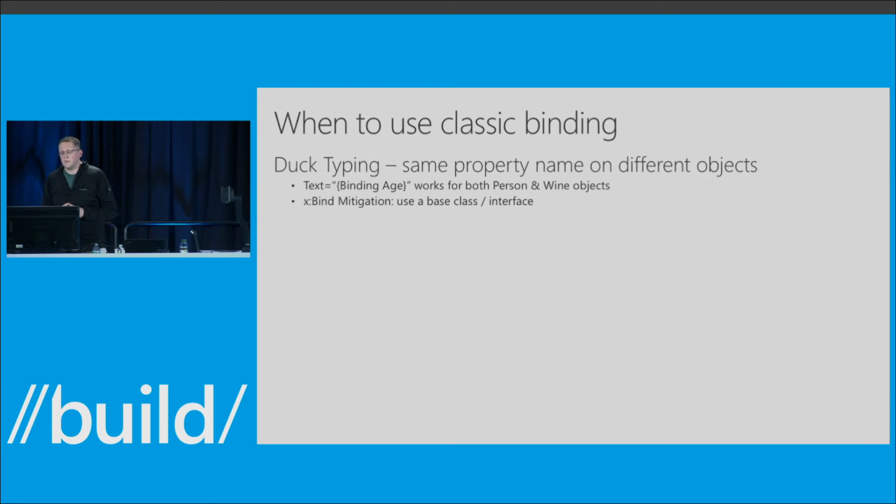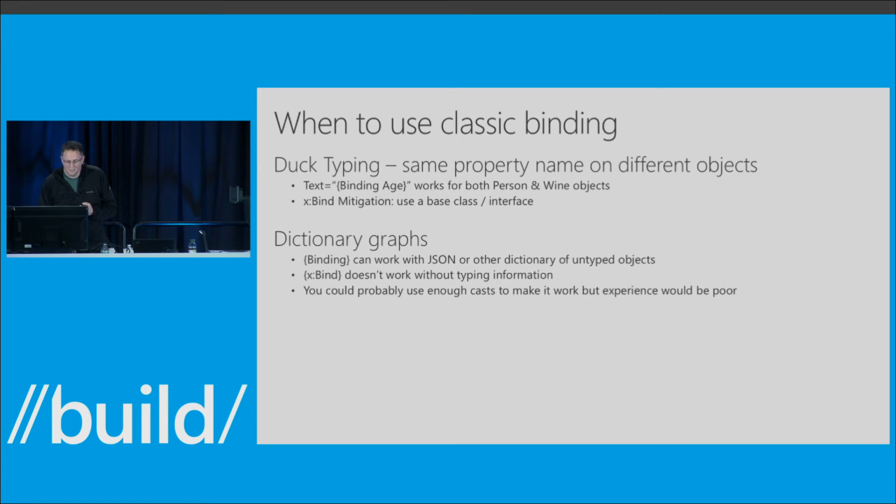And so what that means for classic binding is I could have a person object and a wine object, two completely independent objects, no base class or interface or anything between them. Both could have an age property. As far as classic binding is concerned, at runtime it's going to say, hey, do you have an age? Yeah, give me the value. Hey, do you have an age? Give me the value. And so it can work with those. With x:Bind, we need to know what type that is. Now, we do allow you to use a cast expression to specify a data type. But that's going to be a lot of work and isn't necessarily appropriate for all scenarios, in which case, continue to use classic binding.